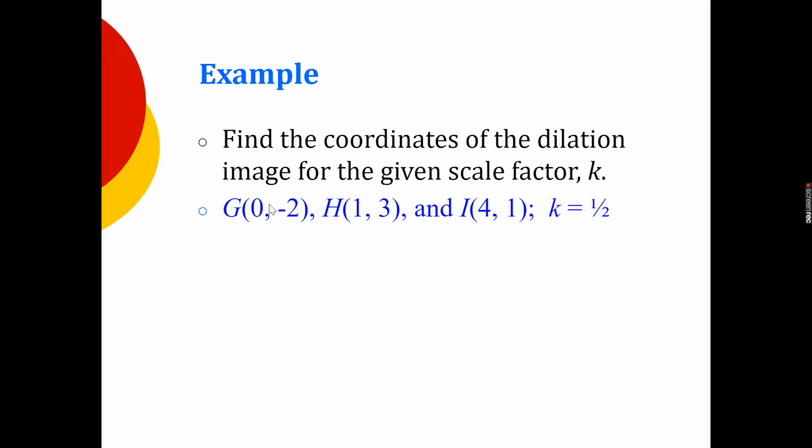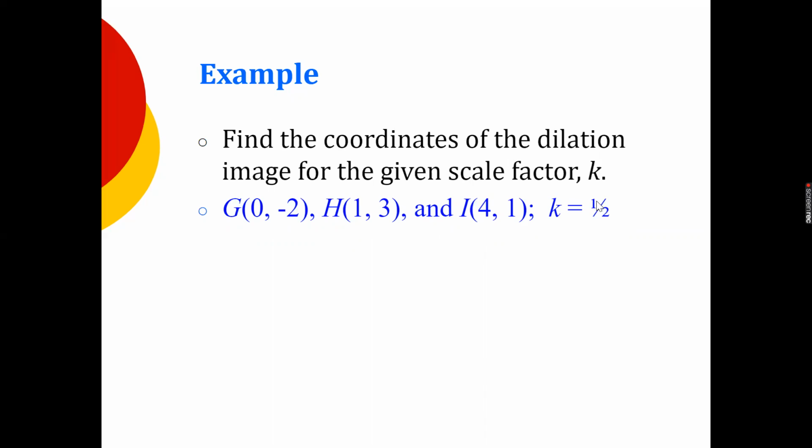So this problem here gives 3 different points. So we know that this is going to be a triangle. And our scale factor is going to be 1/2. So that means that this is going to be a reduction size because we're taking half of the image. So this is the original image and we're going half of that image.